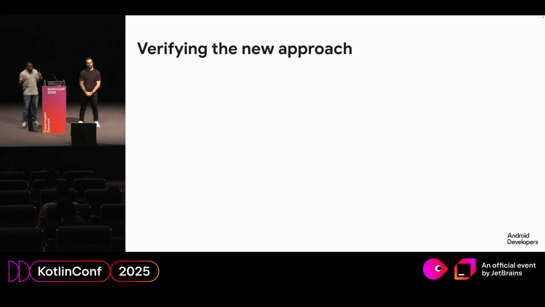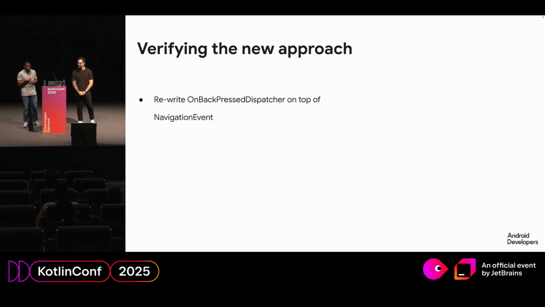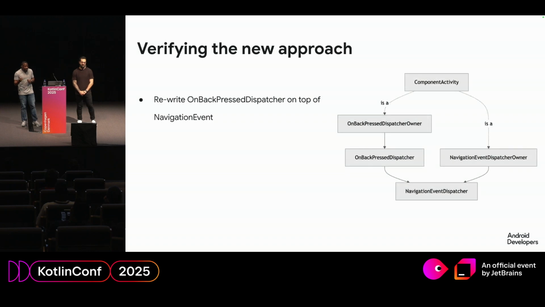So can we verify that what we're thinking about actually works? On the architecture team, we like to believe that if we're going to create a new library, we should be our own customer. I think this is our excuse for continuously making libraries, but maybe not. But the idea is, can we rewrite our current on-back press dispatcher on top of the navigation event library? In theory, navigation event should be flexible enough to do this since it's supposed to be our KMP solution, so it should have no problem handling the Android side.